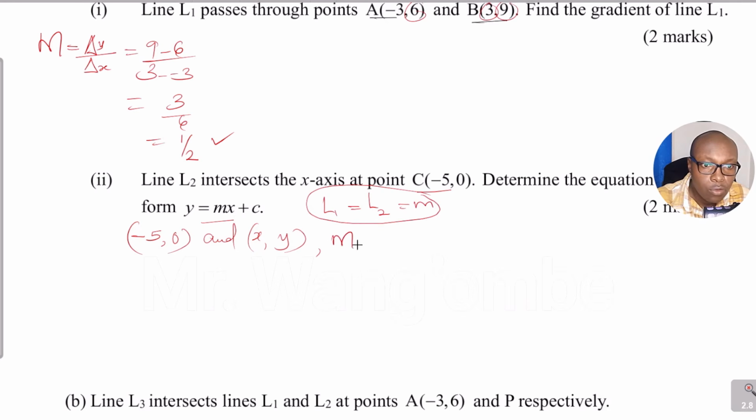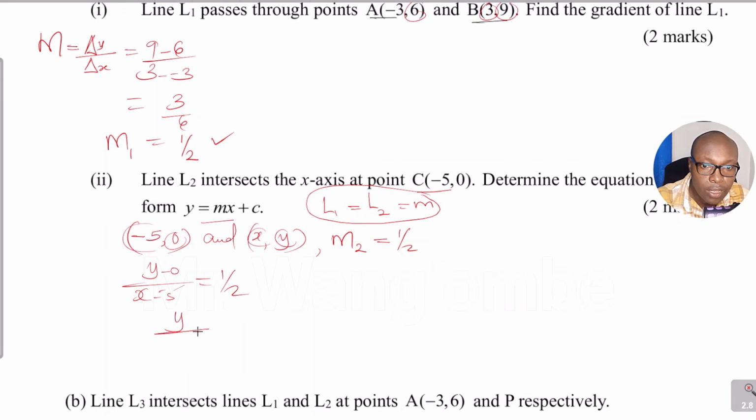So the gradient of this line L2, I'll denote it by M2, will be a half as well. This was the gradient of line 1. So now having the gradient and we have these 2 points, -5, 0 and x, y, we can get the equation. So let's get the gradient using these 2 points. Change in y, that is y subtract 0, divided by the change in x coordinate, which is x subtract -5, is equals to the gradient, which is a half.